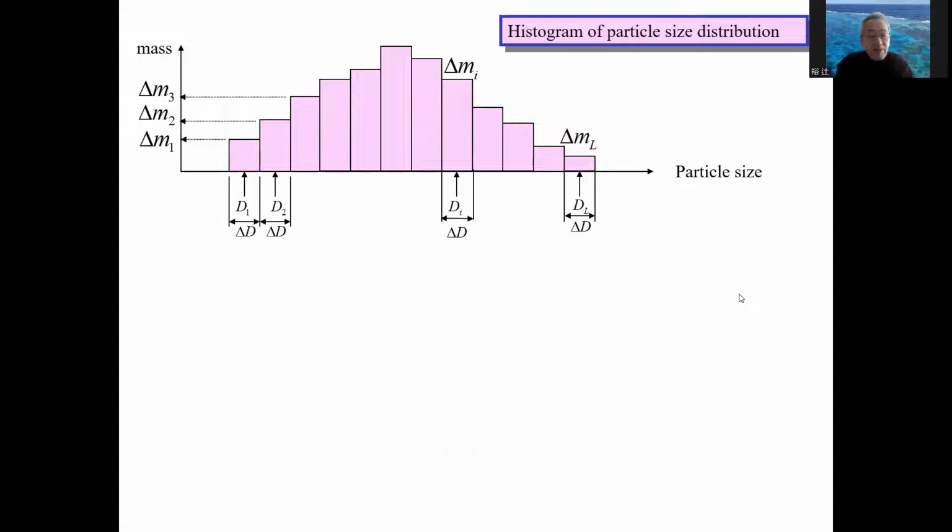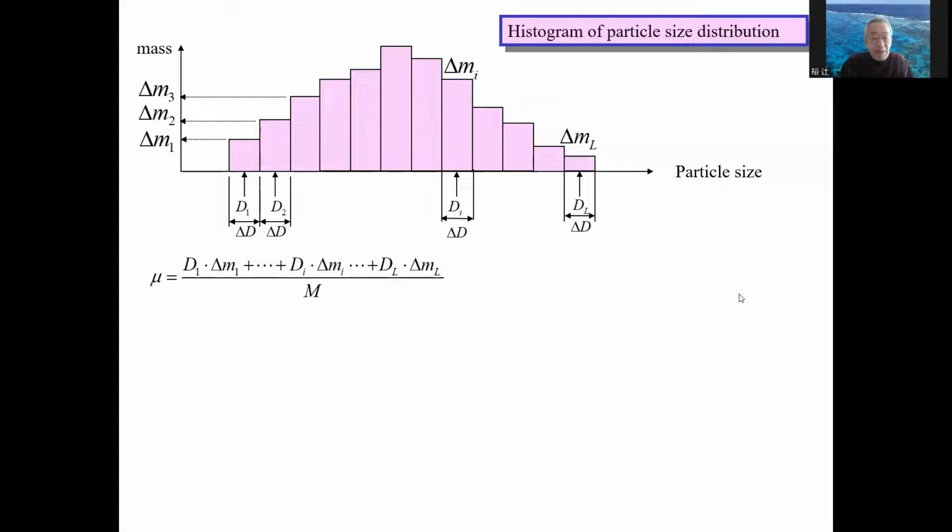As in the case of the number-based distribution, I will show a histogram for the explanation. The horizontal axis represents the particle size. The vertical axis represents the particle mass. Delta D is the width of the particle size variation in each group. The particle mass of D1 group is delta M1. The particle mass of DI group is delta MI, and so on.